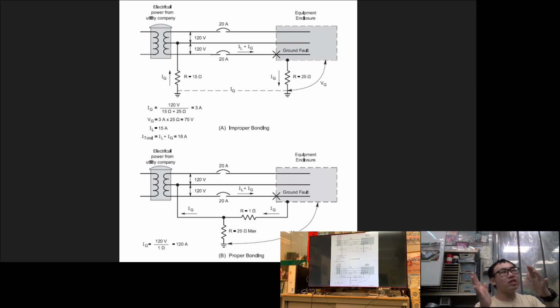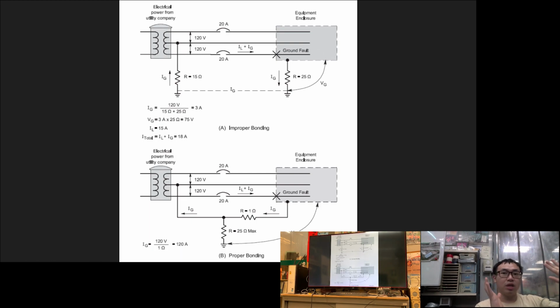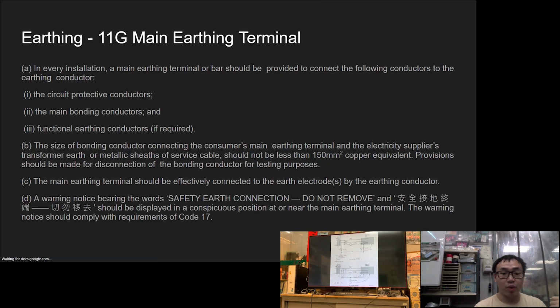Yeah. The current flow to the ground. I should put it this way. If there is any fault in electricity, most of the electricity can flow through to the ground if you have a proper bonding. So you see that the current here is 128, which in a fault, most of the current will go to the ground. But here, if you have an improper grounding, you see that the total current running through to the ground is still very small compared to the proper grounding. Okay. So this is the reason why.